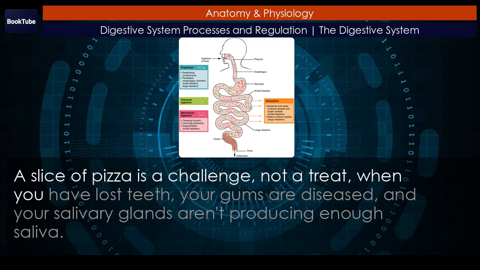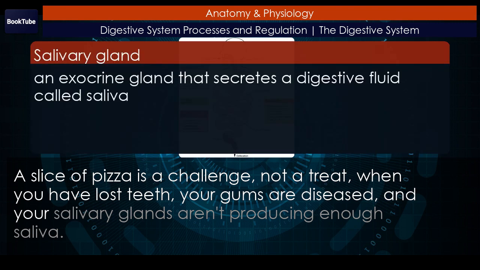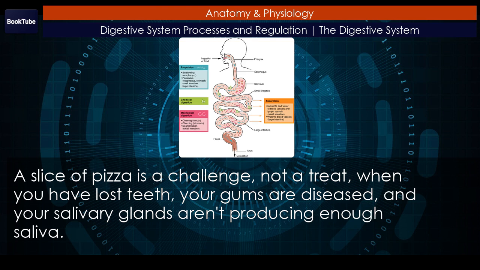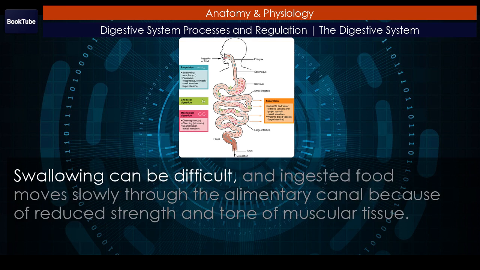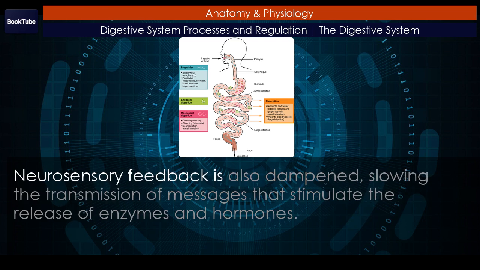When you have lost teeth, your gums are diseased, and your salivary glands aren't producing enough saliva, swallowing can be difficult. Ingested food moves slowly through the alimentary canal because of reduced strength and tone of muscular tissue. Neurosensory feedback is also dampened, slowing the transmission of messages that stimulate the release of enzymes and hormones.